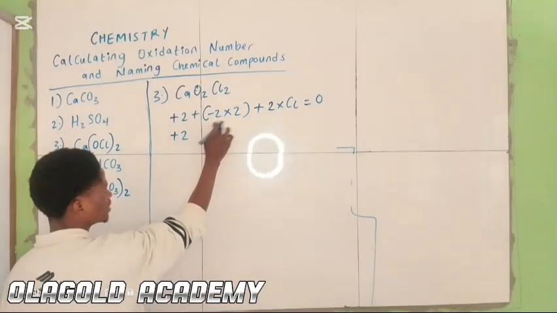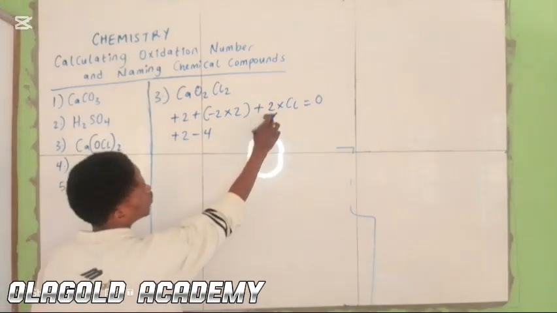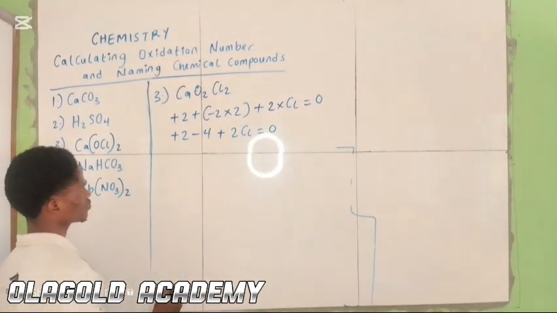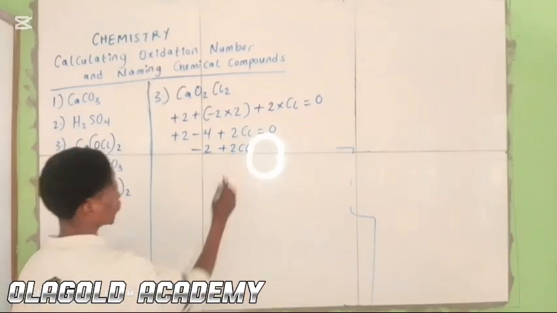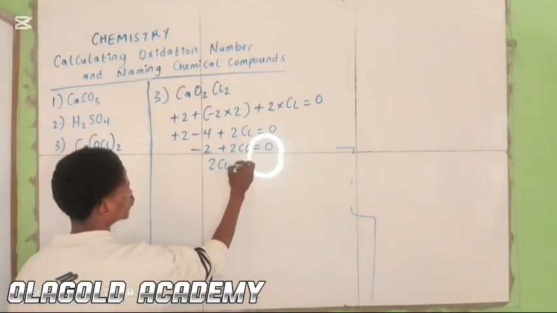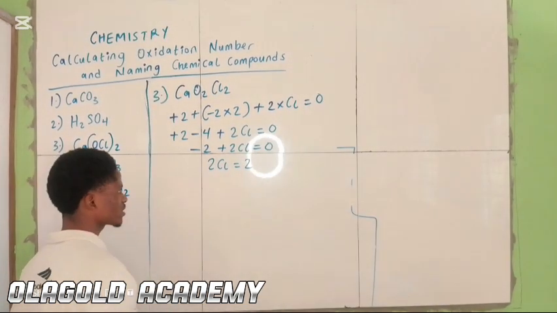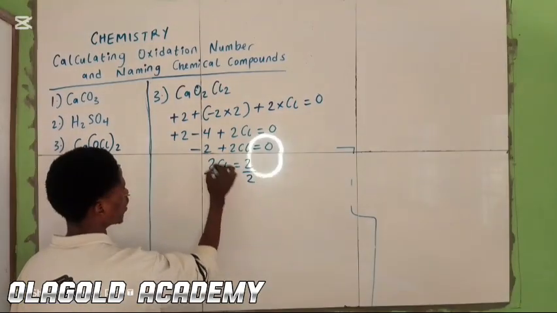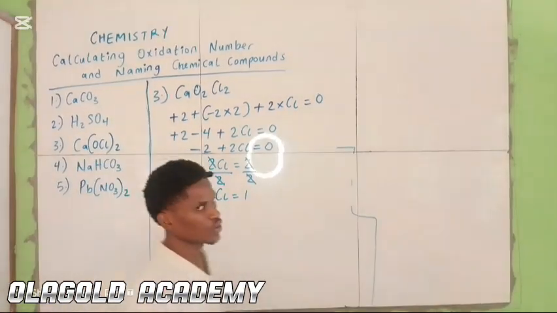Plus 2, minus 2 times 2 gives me minus 4. Minus 4 times plus gives me minus 4. 2 times Cl gives me plus 2Cl. Everything equal to 0. So minus 4 gives me -2 plus 2Cl. My next task is to bring the 2 here. I will have 2Cl equal to 2. This negative 2 crosses the equal sign to become positive 2. My next task is to divide both sides by the coefficient of Cl, which is 2. 2 over 2 is 1, so my chlorine equals 1. So this is my oxidation number.